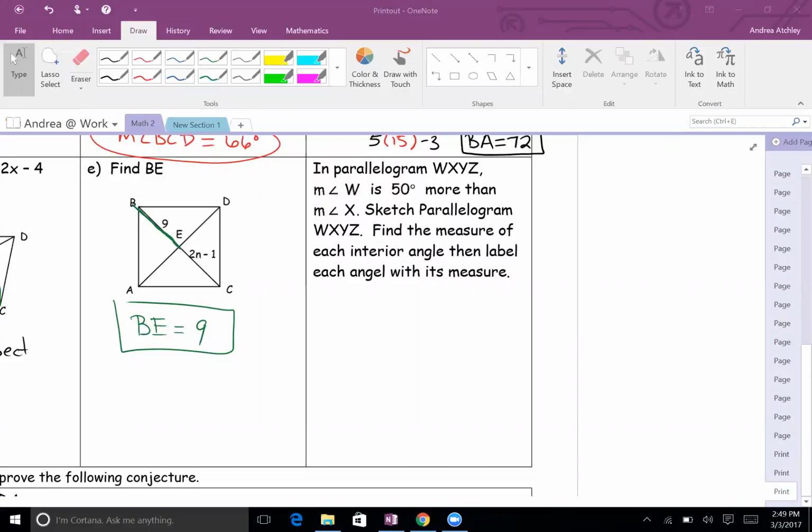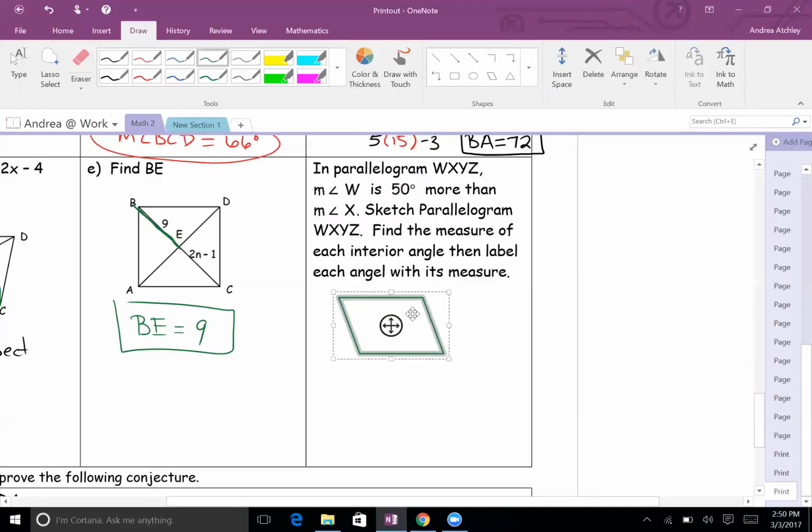In the parallelogram WXYZ, measured angle W is 50 degrees more than the measured angle X. Get the parallelogram WXYZ, find the measures of each interior angle, then label each angle with a dimension. So we draw a parallelogram. And I'll label it WXYZ.